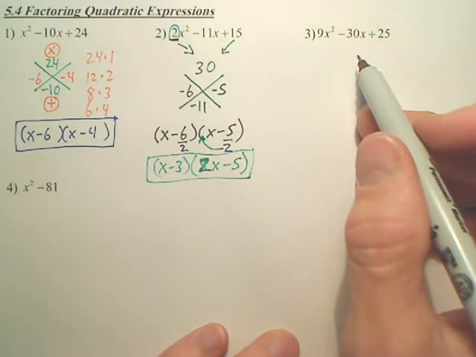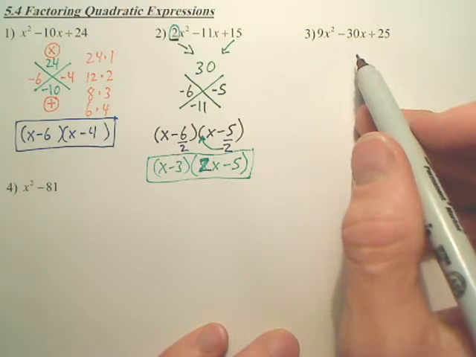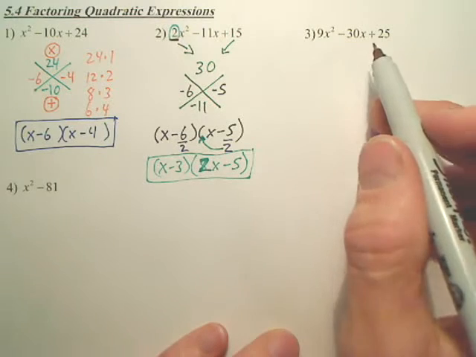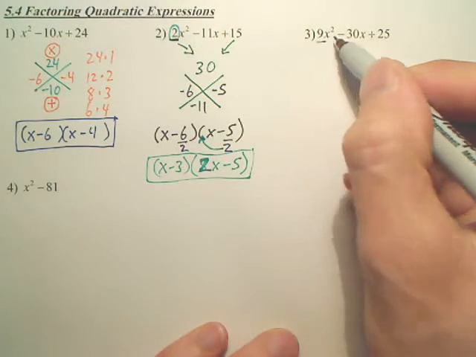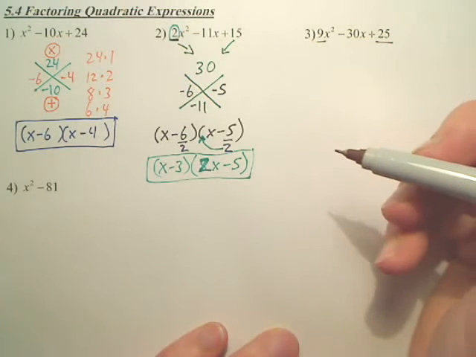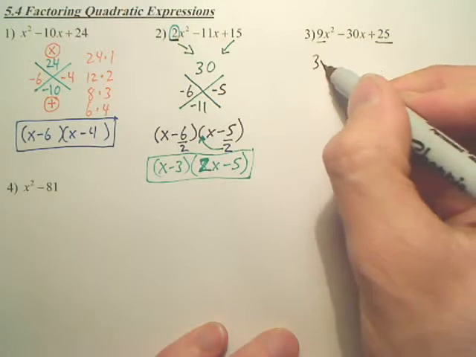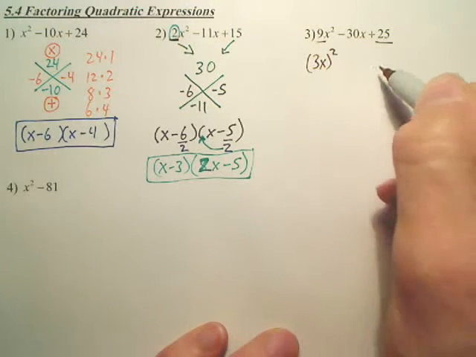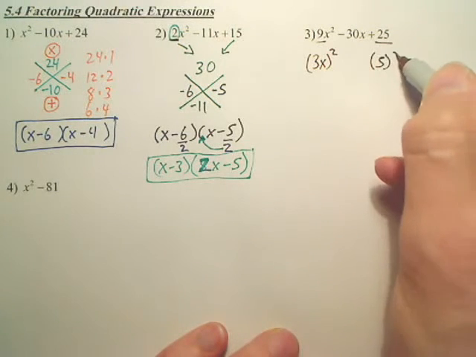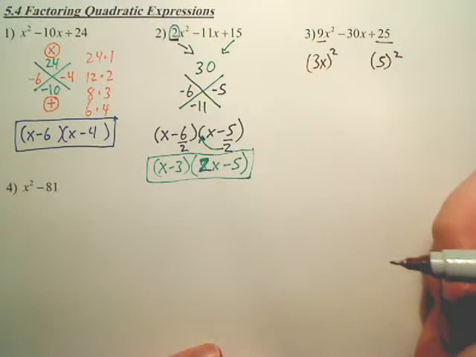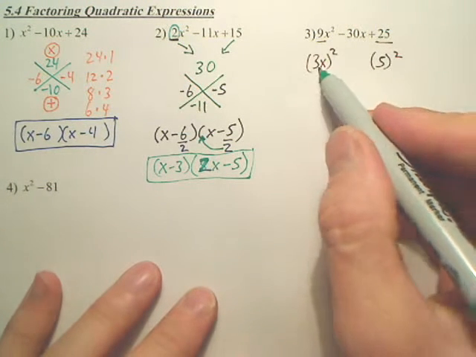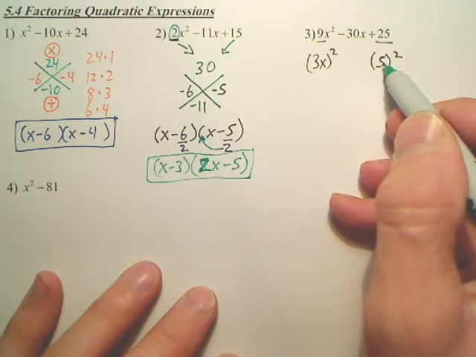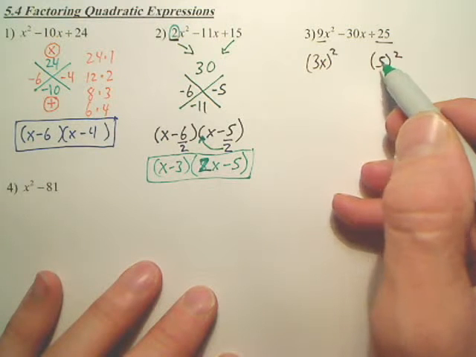But this is actually something called a perfect square trinomial. And I want to show you a shortcut to certain types of problems. This one, if you look at these two pieces, are both squares. This is 3x squared, and this is 5 squared. Okay. If you get a trinomial where this is squared and this is squared, you want to check something because it will make your factoring a lot easier.